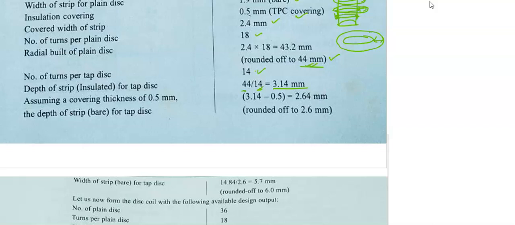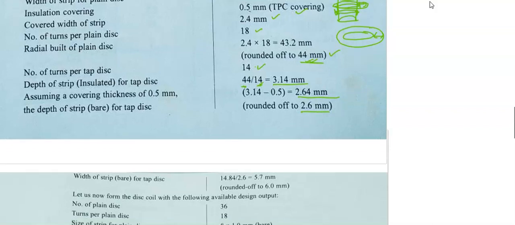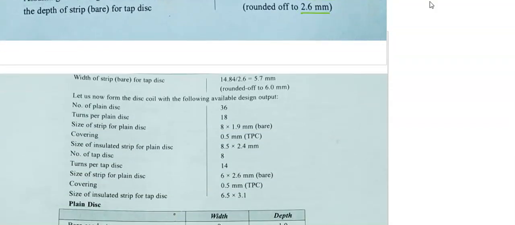And now we want to calculate the width, right? So assume the cover thickness is 0.5. We have to subtract the 0.5. 2.64 is the exact bare size of the conductor size of the tap disc. Now width, how to calculate the width? We know that area upon this length. If you calculate this depth, we'll get the width, which is 5.7 mm, rounded off to 6 mm.